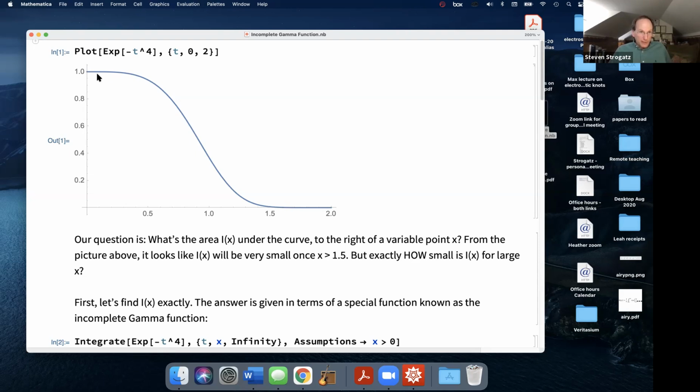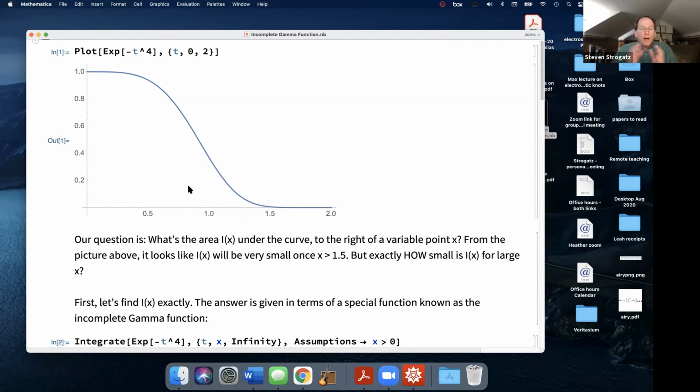But the gist of it is, here's the actual e to the minus t to the fourth. It has that bell shape I mentioned. It's flatter on the top than the usual Gaussian, and it decays very quickly and gets very near zero once x gets to be larger than about 1.5. And so we're calculating the area under this curve to the right of some moving point at x.